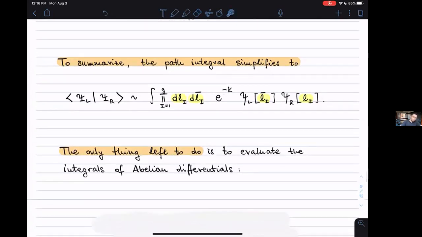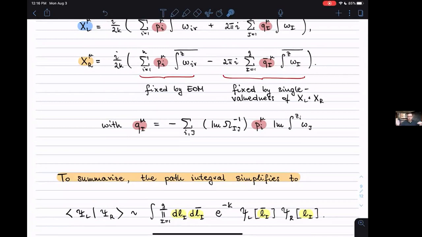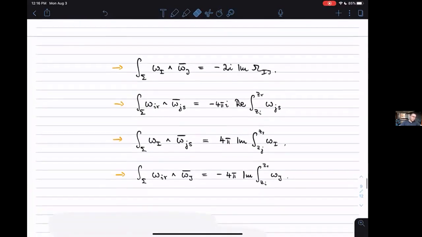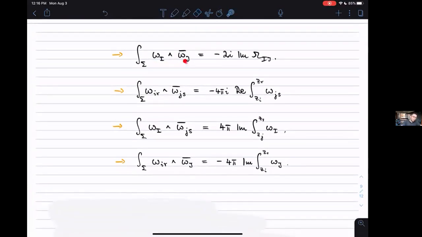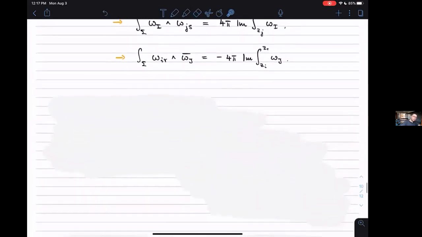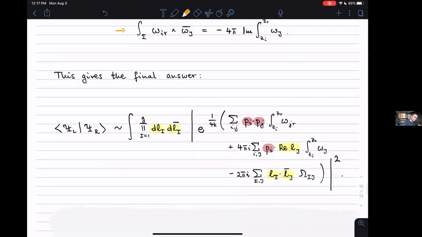So the only thing left to do is to evaluate integrals over abelian differentials. If we plug these things into the action, we'll only have some integrals over these kinds of objects. And these are fully known. You can work them out using Riemann bilinear relations. If you're careful enough, you can work them all out. And now they're given exactly in terms of some data that we expect to know, some integrals over first and third kind differentials on the Riemann surface. Okay, so after you plug this into the above action, this gives us the final answer.